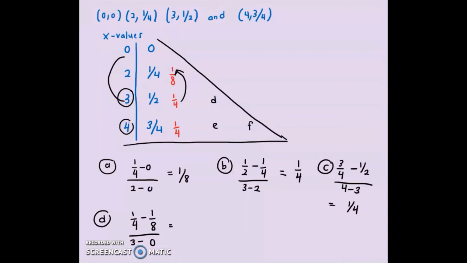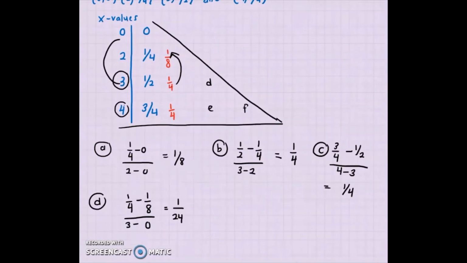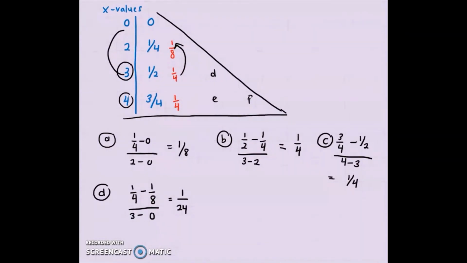Okay, that will give me 1 over 24. Now, to find E here, 1 over 4 minus 1 over 4, so it's already 0, so E will be 0 value. So, replacing this with the values that we have obtained, this is 1 over 24 and this is 0.